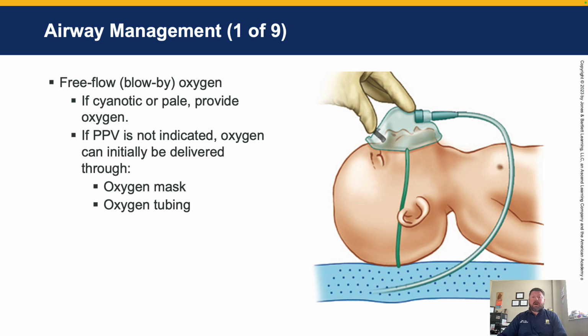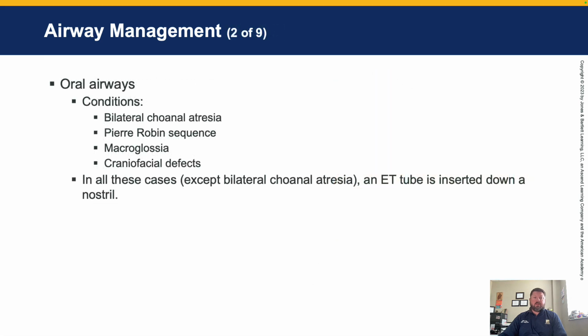Free flow or blow-by oxygen. If the newborn is pale or cyanotic, provide oxygen. If positive pressure ventilation is not indicated, oxygen can be delivered via blow-by by an oxygen mask or even oxygen tubing. Oral airways are rarely used on newborns. There are certain conditions that may require oral airways: bilateral choanal atresia, Pierre-Robin sequence, macroglossia, or craniofacial defects that affect the airway.